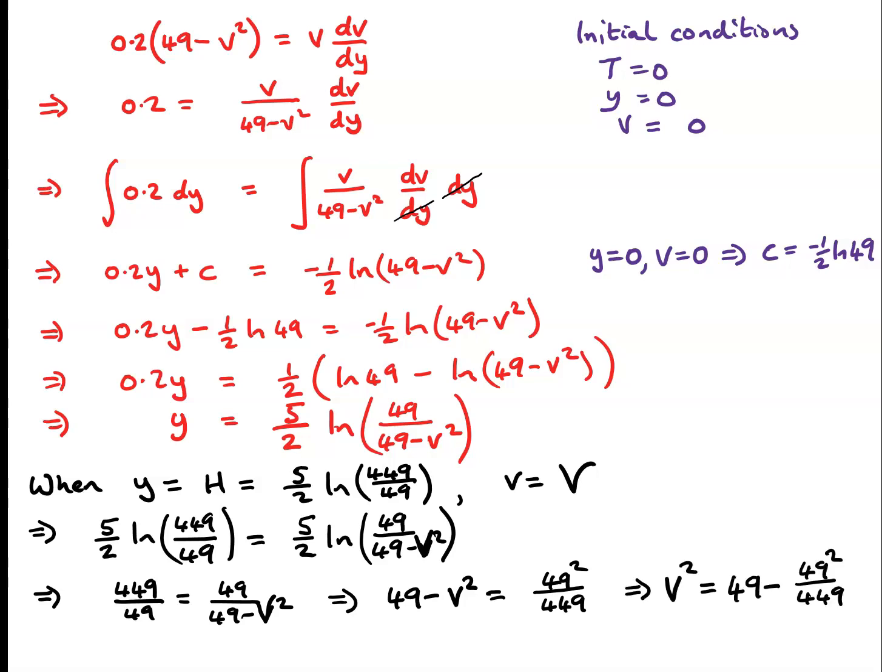Which gives me that v squared is 49 take away 49 squared over 449. And that gives me a final velocity of the square root of 19600 divided by 449, or if you like, a final velocity of 6.607 meters per second. So the rocket hits the ground with a speed of 6.607 meters per second.